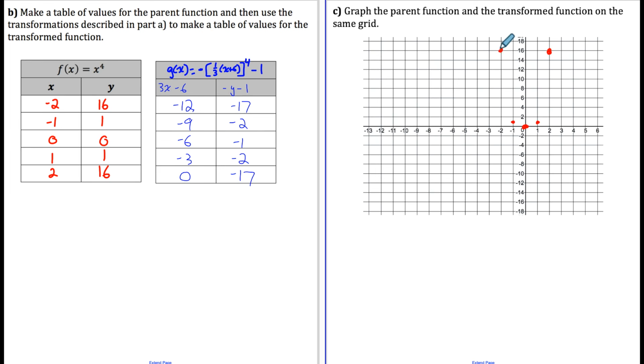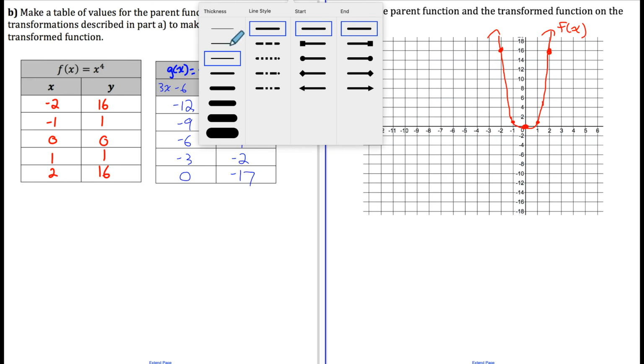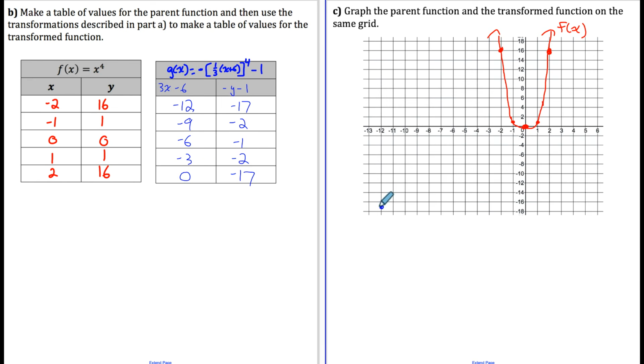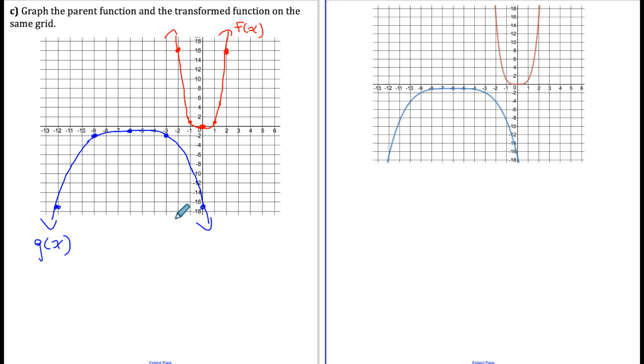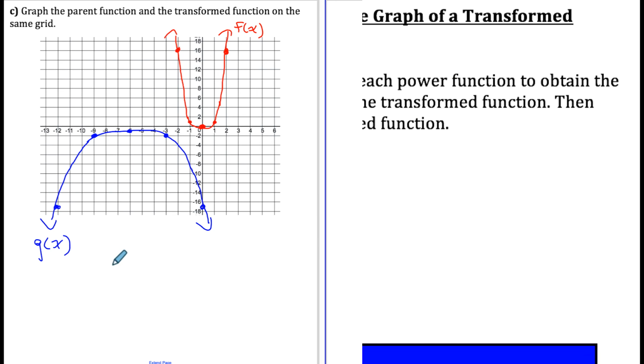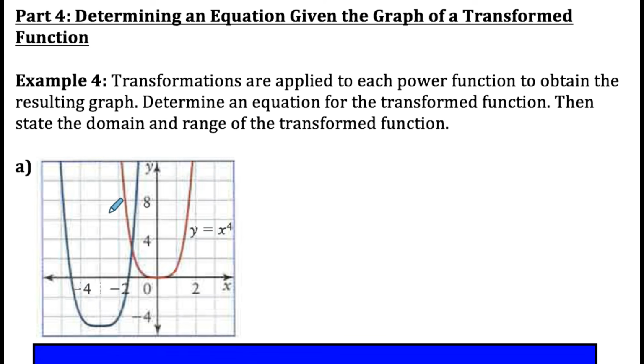There's the parent function. And now let me do the transform function. And there's the transform function. Make sure you have both functions labeled, and let's compare it to Desmos. Looks like we have a good representation of the transform function. Last part of this lesson, we're going to go backwards. I've given you the graph of a transform function, and we're going to write its equation.